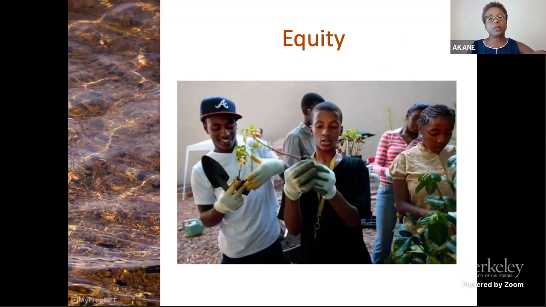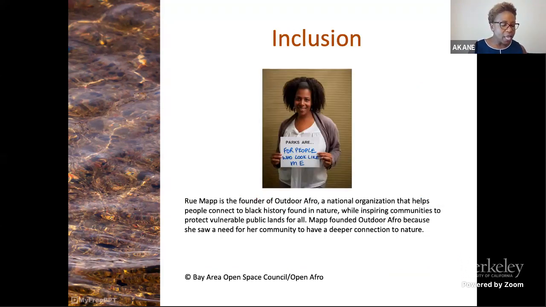The next slide talks about equity, equitable access, whether it's a green space or advocacy or access to a curricula that teaches our students about their place and their impact on the environment. The next slide, please, talks about inclusion. Has everyone's idea been heard? This person, Rue Mapp, is the founder of Outdoor Afro, and that focuses on the connection between Black history and nature. It's important for everyone to feel like they are included.